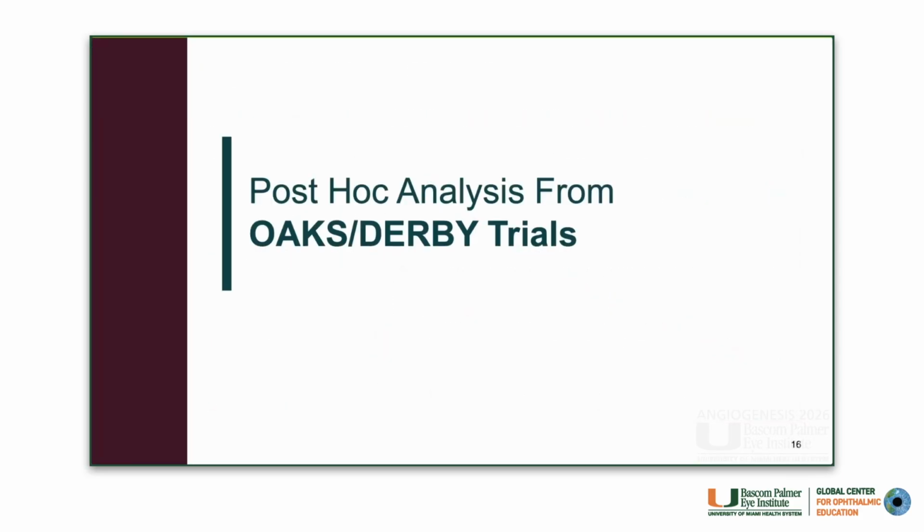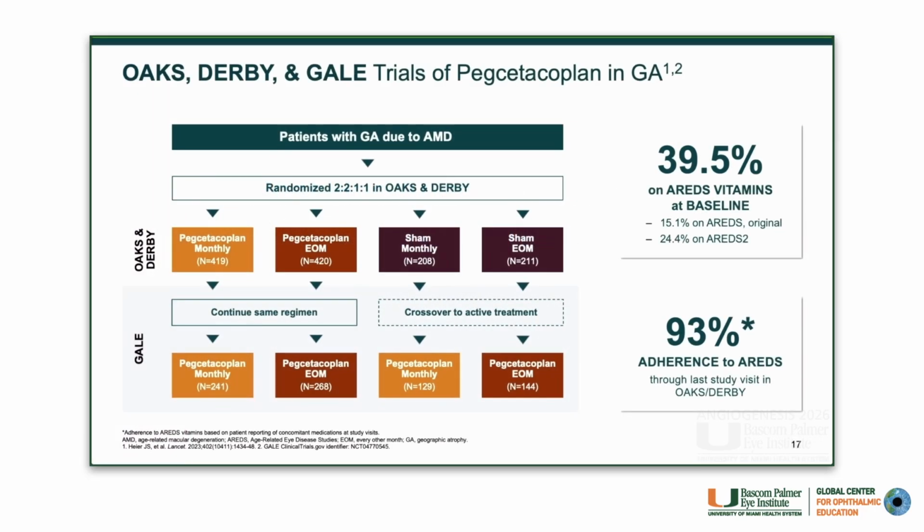The second large data set we have comes from Oaks and Derby, which were the large pivotal trials evaluating pegcetacoplan versus sham for GA growth progression and included subfoveal and non-subfoveal lesions. 40% of subjects were taking AREDS at baseline with 93% adherence through the last study visit. A post-hoc analysis was conducted to assess the effect of AREDS on GA progression in untreated eyes that included study eyes from the sham arms as well as untreated non-study fellow eyes.